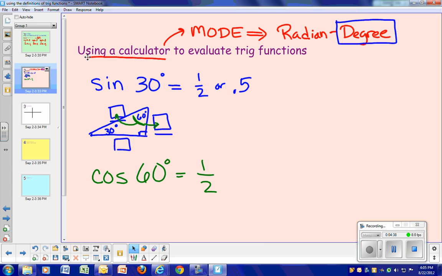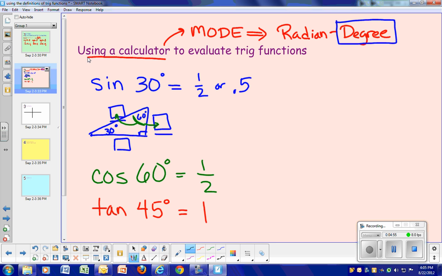Now, not everything turns out to be 1/2, so let's do a different example. Let's say we do tangent of 45 degrees. Use the tangent key. Tangent of 45 turns out to be 1. That's correct.